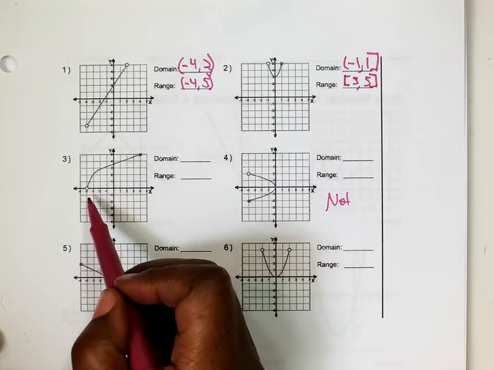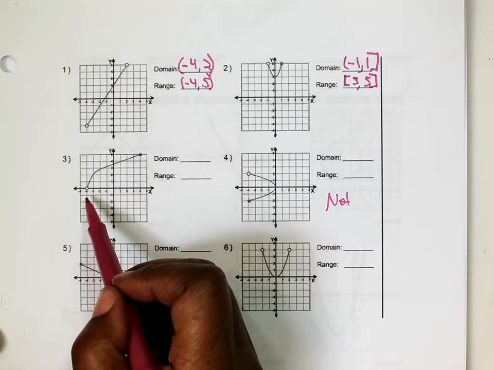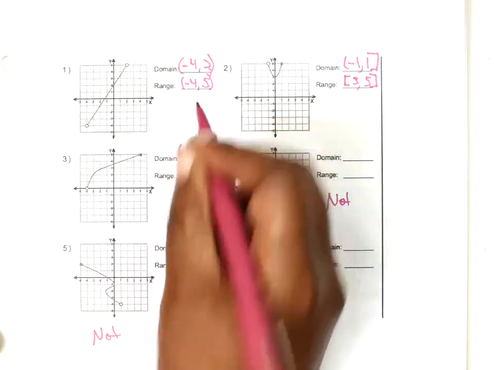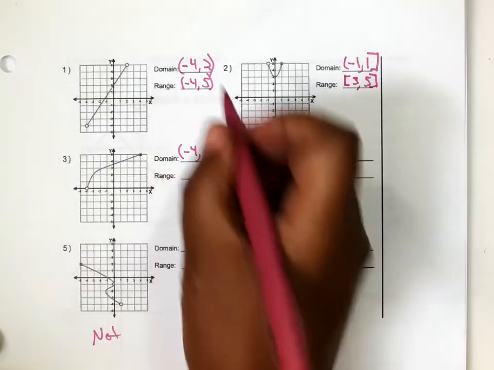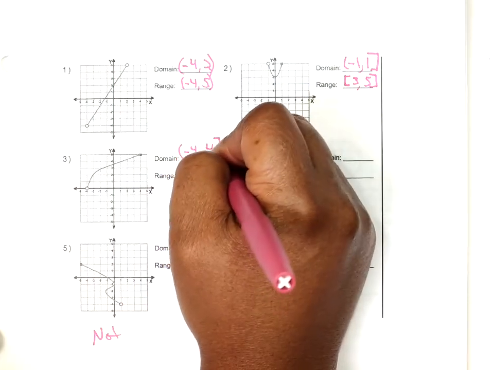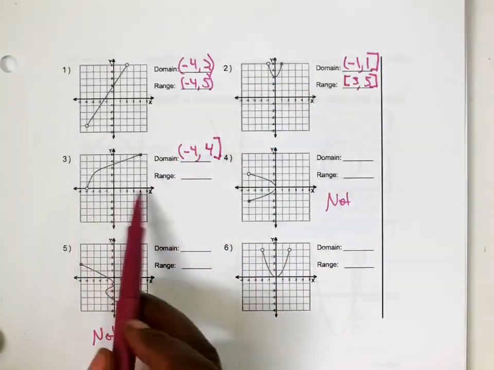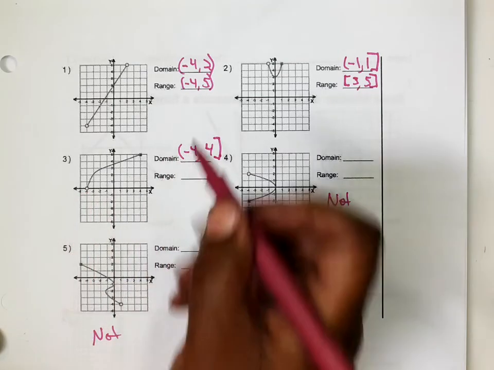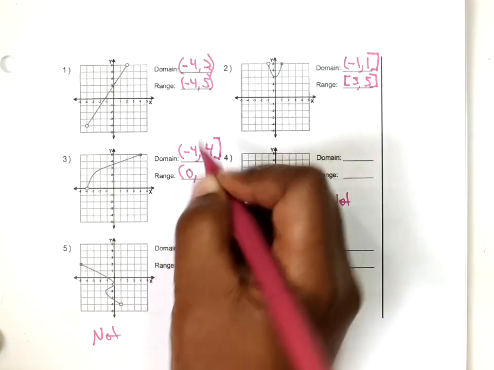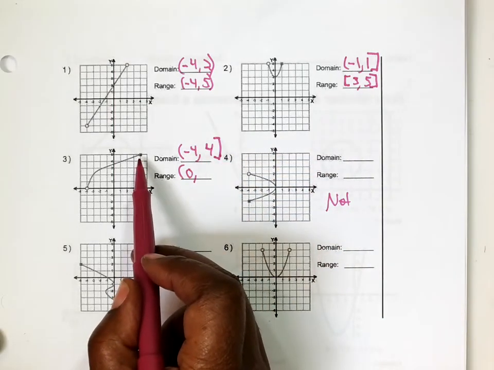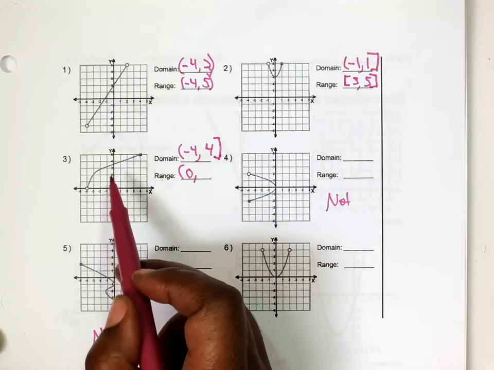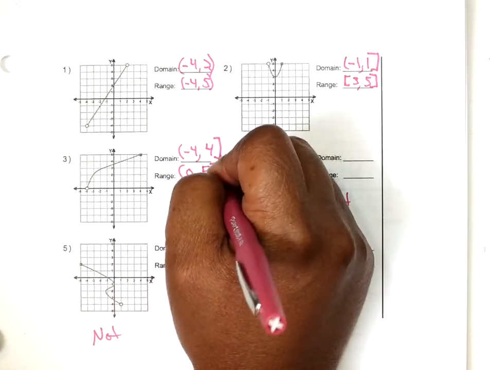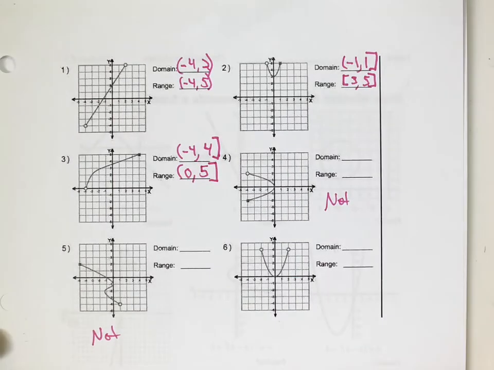Domain here, the smallest x value is -4 with an open circle, so I have a parenthesis. And the largest is +4, and it's a closed-in circle, so it's a bracket. The range are the y values. The smallest is 0, but it doesn't quite hit it because there's an open circle. So I put a parenthesis, and then it goes all the way up here, and that is 5. And because, again, it's filled in, I put a hard bracket.